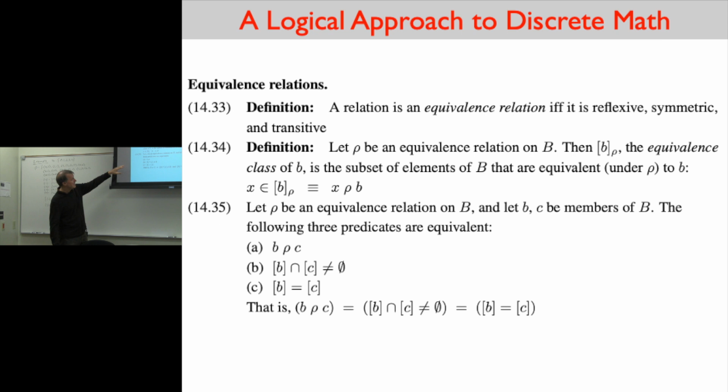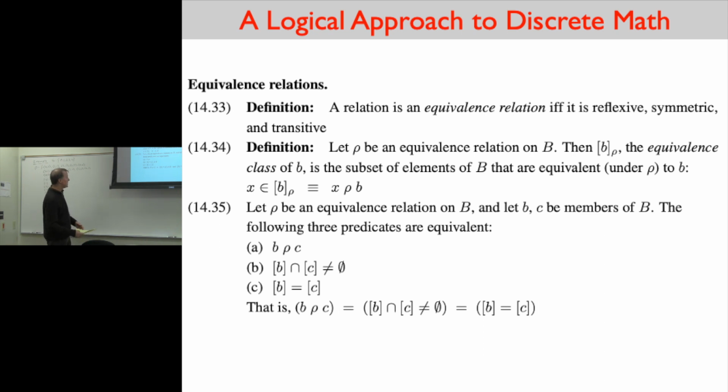And it's saying that b rho c is equivalent to equivalence class b equals equivalence class c. And it's also saying that equivalence class b intersection equivalence class c is not equal to the empty set is equivalent to equivalence class b equals equivalence class c. I mean, that's a lot of English, right?